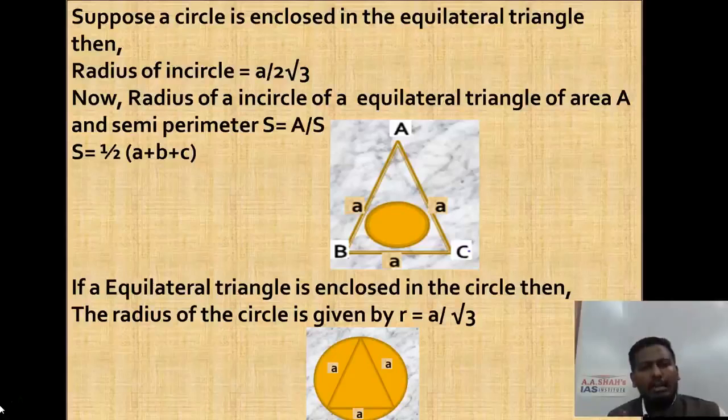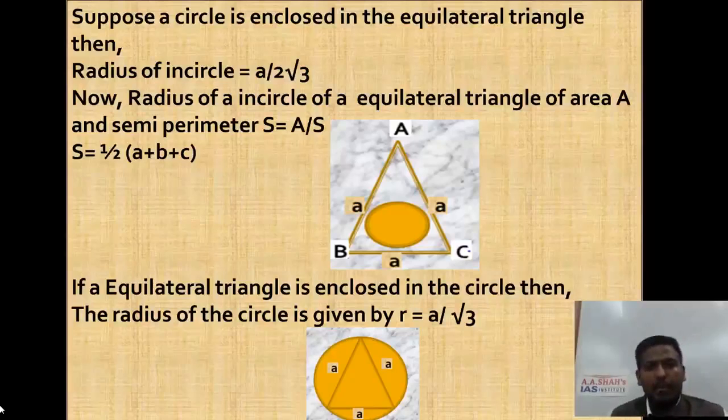Now a circle is inscribed inside this equilateral triangle. The question may ask you to find the radius, the circumference or the area of the circle inscribed inside the equilateral triangle. So the first thing, even if you have to find the circumference or the area, is to know the value of the radius. So you can directly apply the formula that the radius of a circle inscribed inside an equilateral triangle is equal to A divided by 2 root 3.